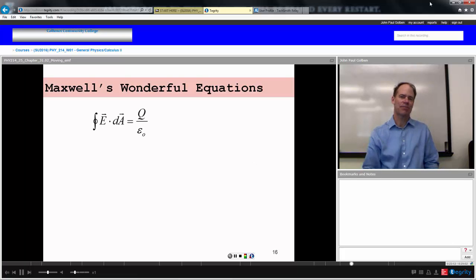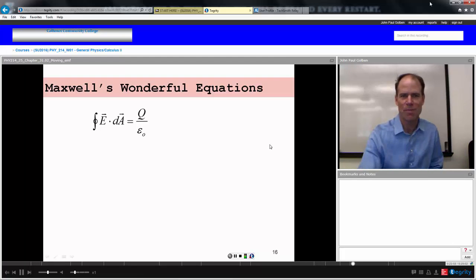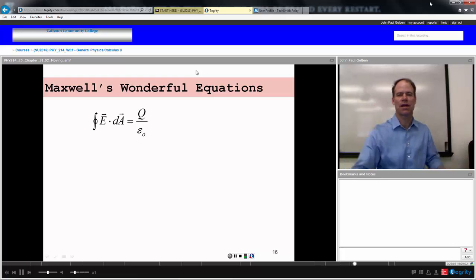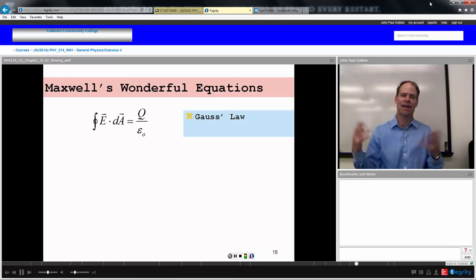In these chapters, from chapter 23 up to now, we have secretly introduced to you Maxwell's wonderful equations. The first one, the integral of an E field through a closed area is equal to the charge enclosed over epsilon naught, you recognize as Gauss's law. And that is actually one of Maxwell's equations. He kind of adopted that into the equations that we need.